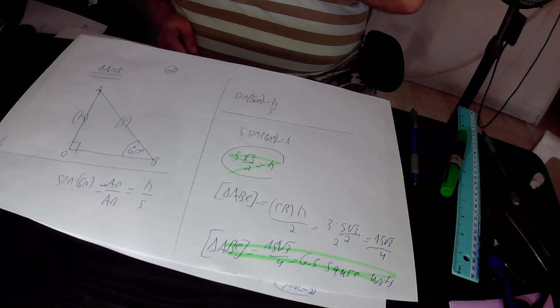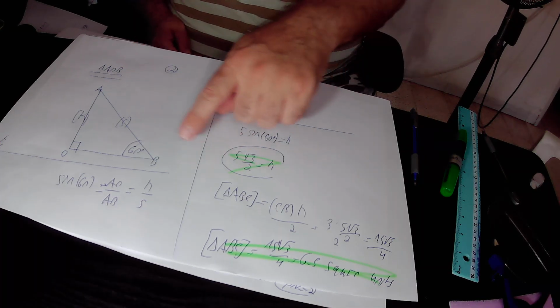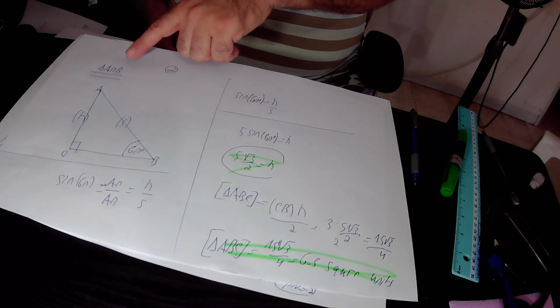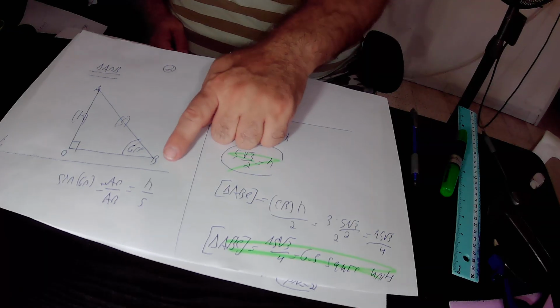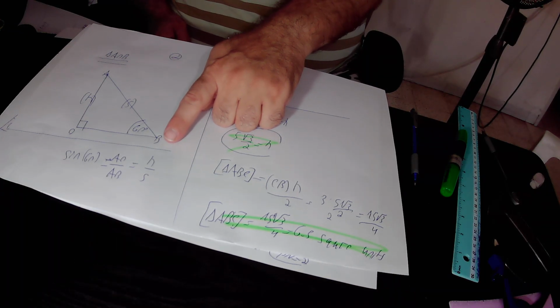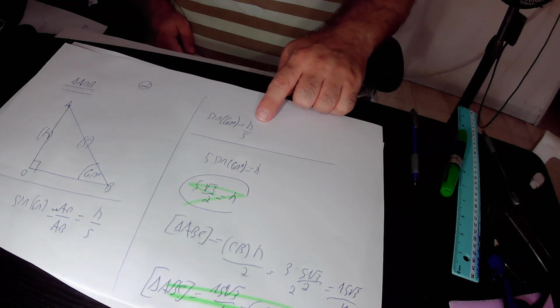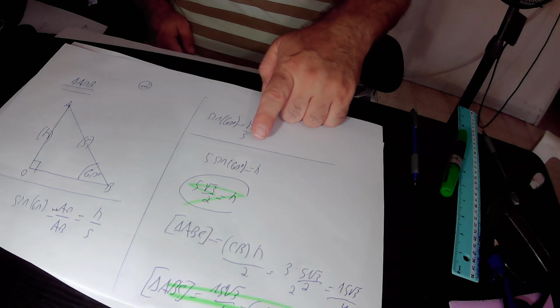So in this right triangle AOB, sin of 60 degrees equals AO over AB. AO is H and AB is 5. So in total, sin of 60 degrees equals H over 5. If we multiply this equation by 5, we find that 5 times sin of 60 degrees equals H.